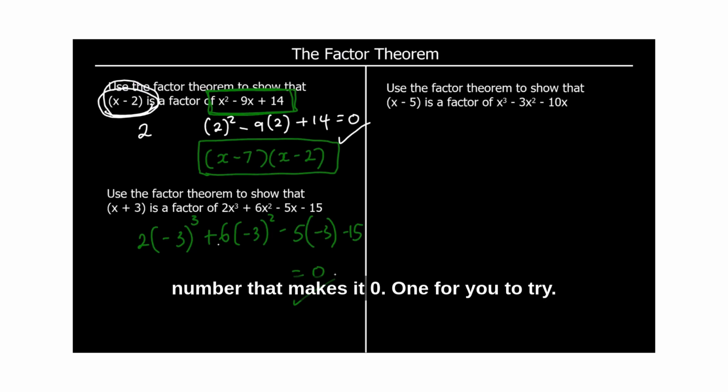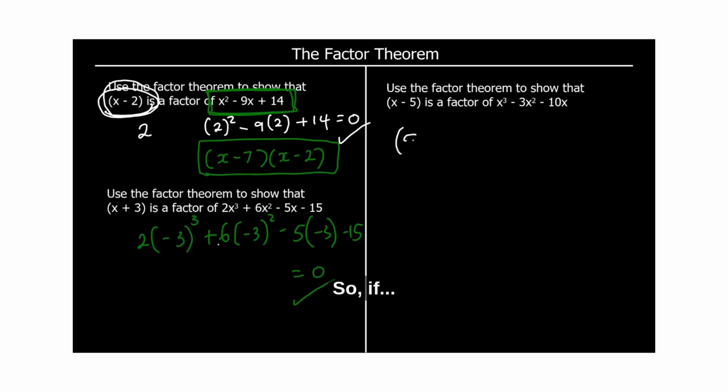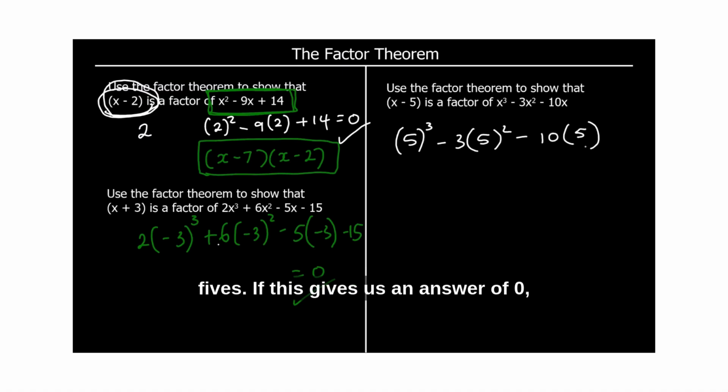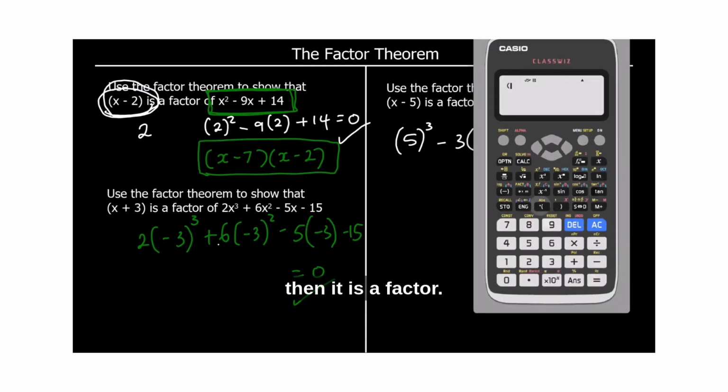One for you to try. So give that one a go. So if x minus 5 is a factor of x cubed minus 3x squared minus 10x, if it is a factor, then if we substitute in 5, we should get 0. And that's what the factor theorem says. So substitute in 5 and you'll get 0 if it is a factor. So if 5 cubed minus 3 times 5 squared minus 10 fives gives us an answer of 0, then it is a factor.